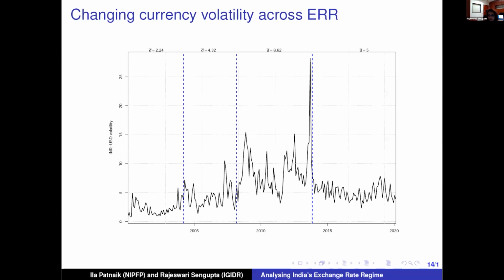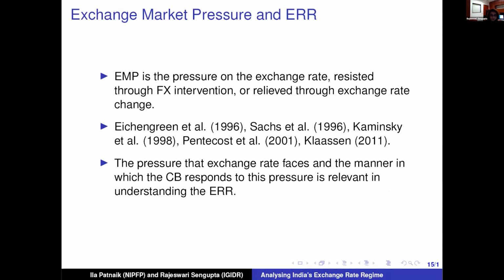And then we have the last regime where the sigma comes down to 5%, again very close to the second regime, implying that there's more management of the exchange rate happening in the last regime.